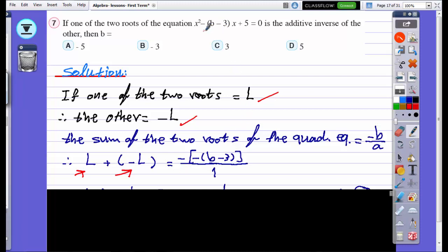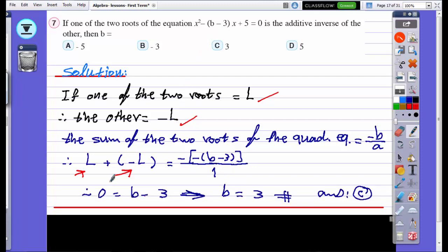B here is the coefficient of x, which equals negative b minus 3, over the coefficient of x squared, which is 1. So negative, multiply negative b minus 3 over 1. L plus negative L equals 0. Negative multiply negative is positive, b minus 3. And we have finally b equals 3, and this is the answer.